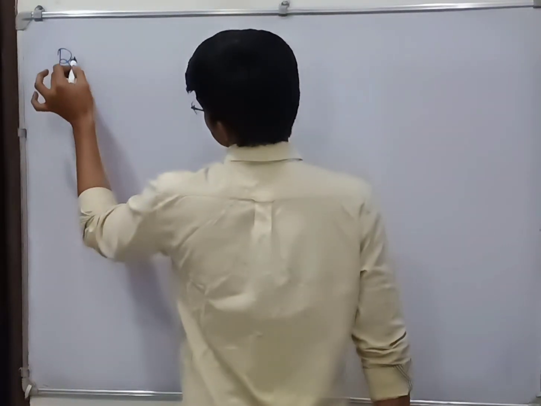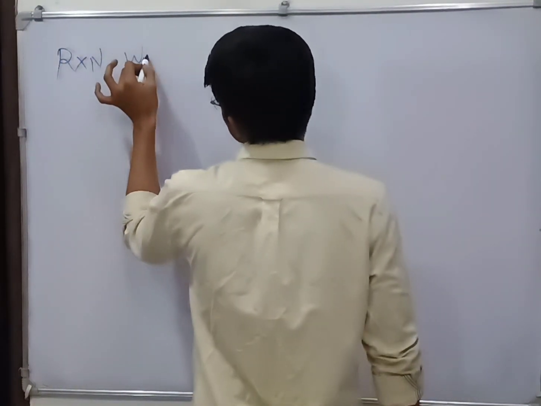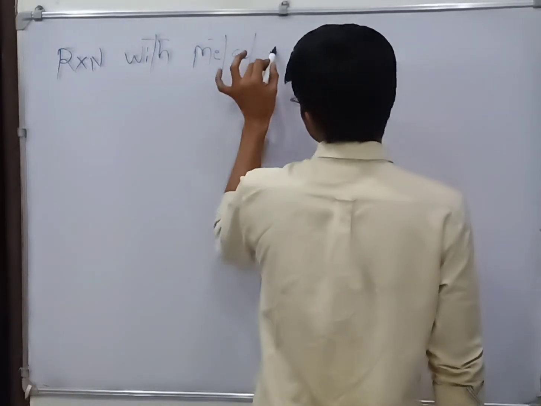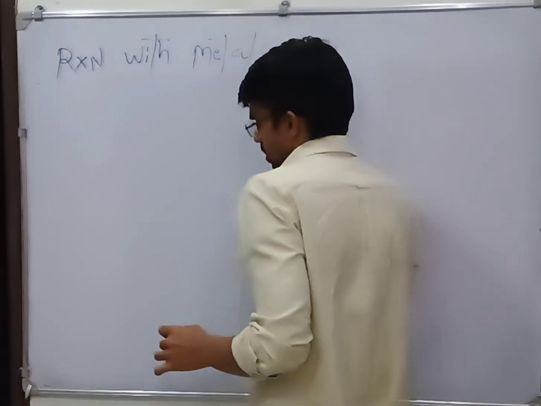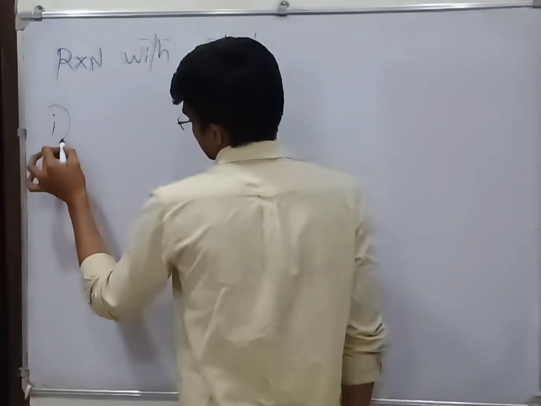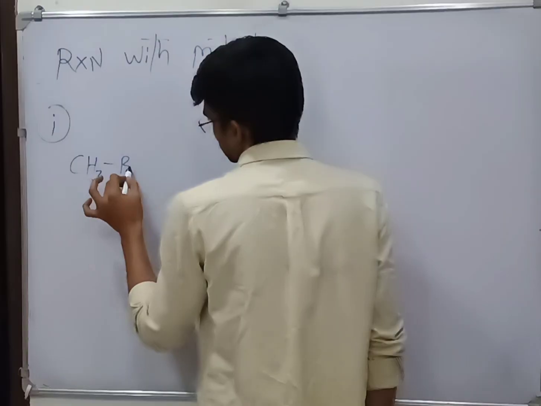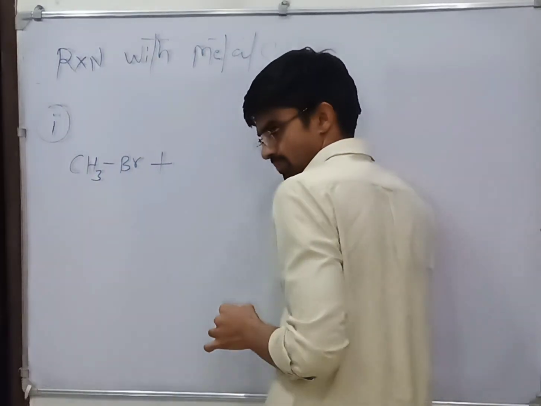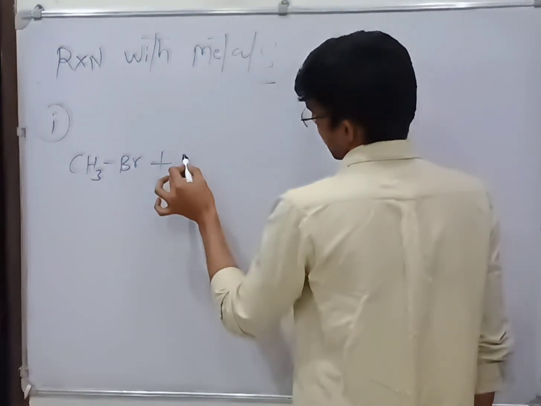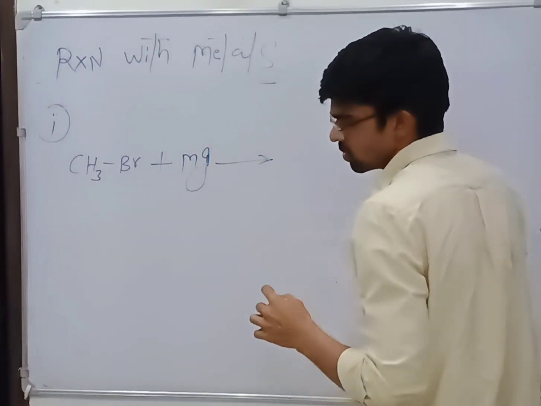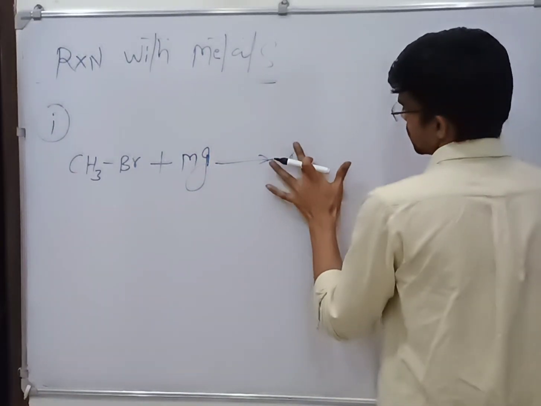Okay. So the next reaction is reaction with metals. Okay. So the first one is when you react the haloalkane like CH3Br with metal magnesium, it will form a highly reactive reagent CH3MgBr.